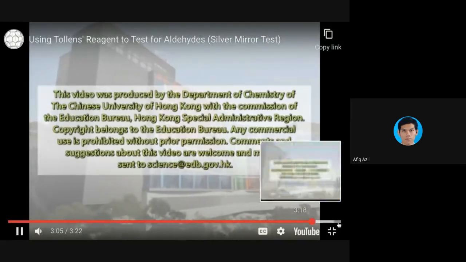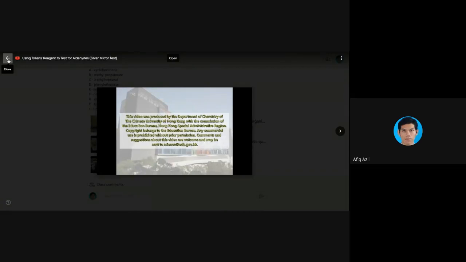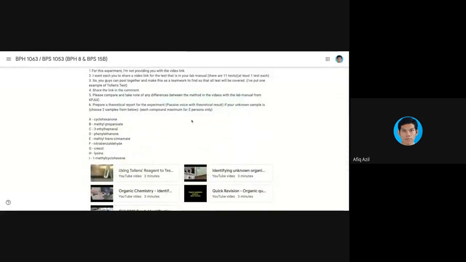So that is the example of doing the Tollens test using the Tollens reagent. If your sample is an aldehyde, it will give a positive observation. You will see the silver mirror on the surface of the test tube, at the bottom of the test tube.